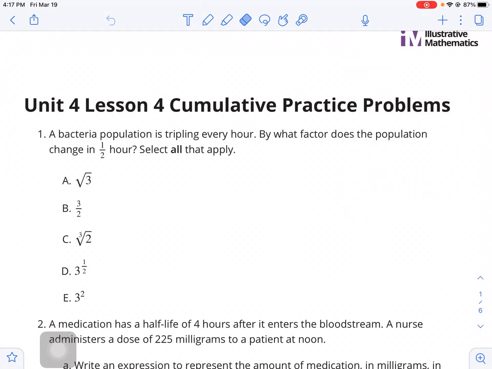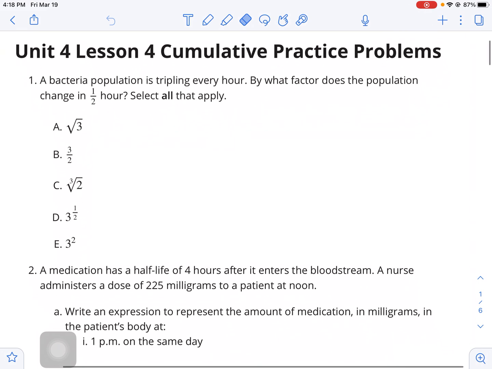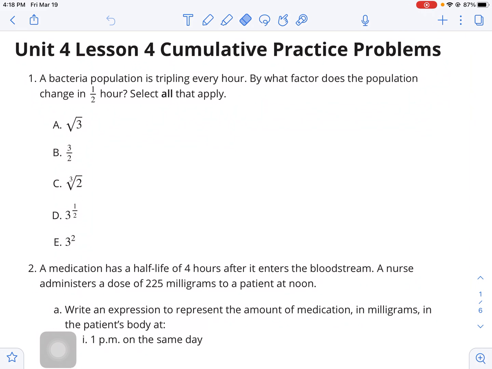Okay, here are the solutions to the Week 8 assignment, Lessons 4 and 5 in Unit 4. The first one: a bacteria population is tripling every hour. By what factor does the population change in 1/2 hour?